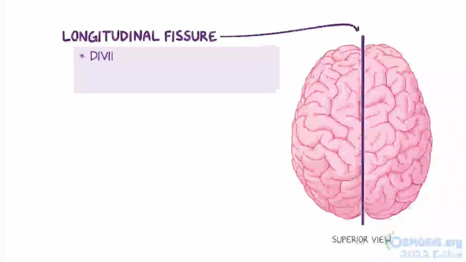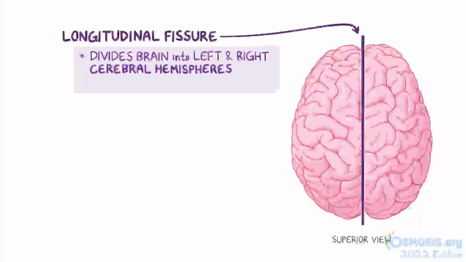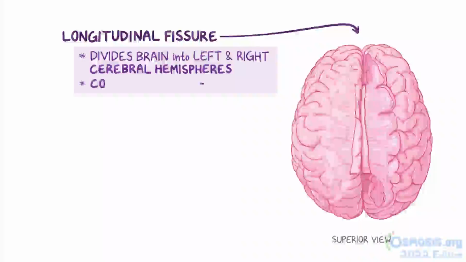So let's take a closer look at the different sulci and deep fissures that separate the brain into 5 lobes: the frontal lobe, parietal lobe, temporal lobe, occipital lobe, and insula. When seen from above, the cerebrum has a deep midline sagittal fissure called the longitudinal fissure, which divides the brain into left and right cerebral hemispheres. Deep within this fissure is the already mentioned corpus callosum.